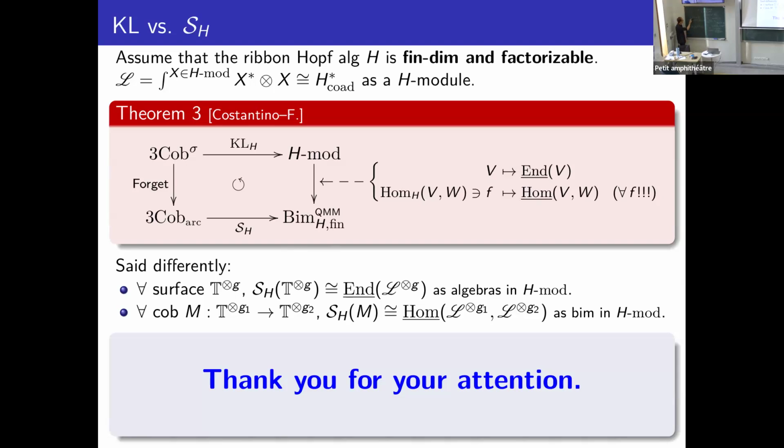And when H is factorizable, this definition is equivalent to Safronov's definition. So you can imagine it this way: this is a map which entirely characterizes the action of H.